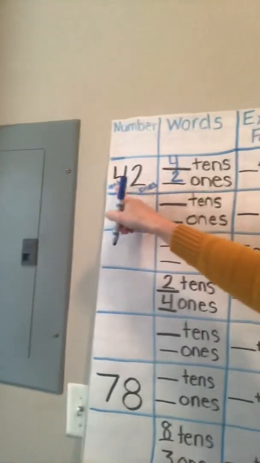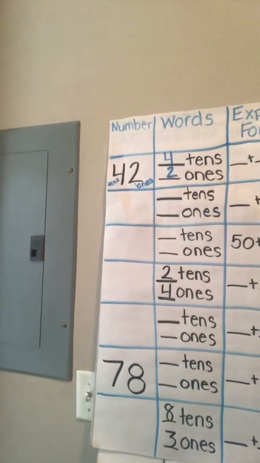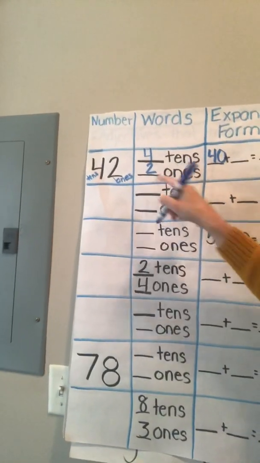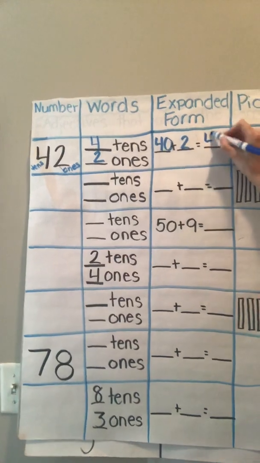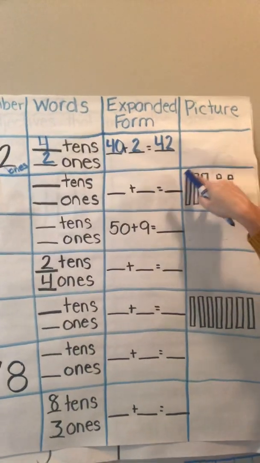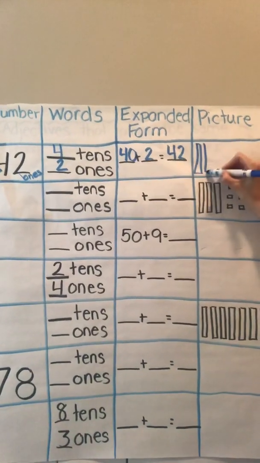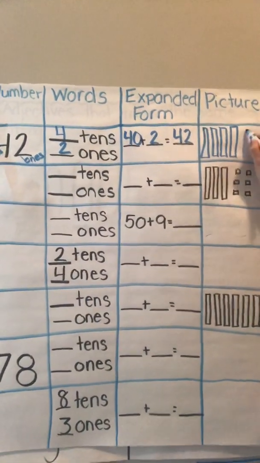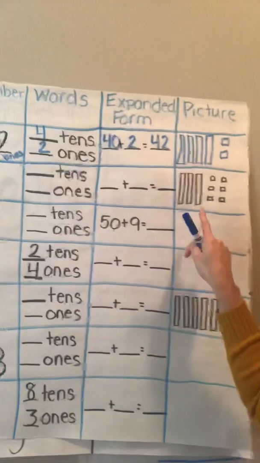Now expanded form is what we just did. So we're going to break up our 4 and our 2. So first we have 4 tens. So what does 4 tens equal? Right, that's 40. And then how many's left over in our ones? 2. So 40 plus 2 equals 42. And now we need to draw using our base 10 blocks. So how many tens do I need for 42? Right, I need 4 tens. And then how many ones? Right, 2 ones.